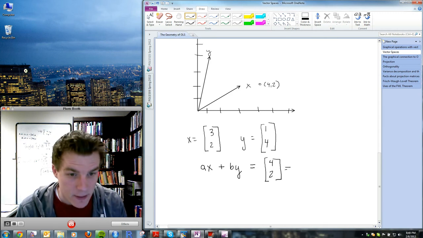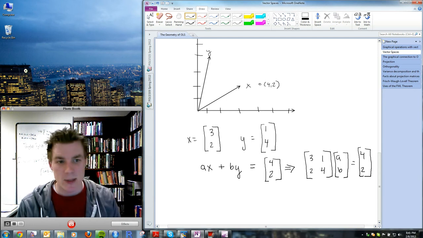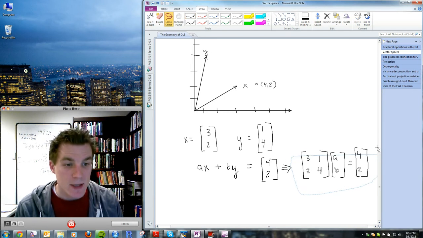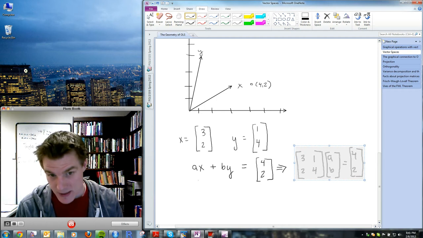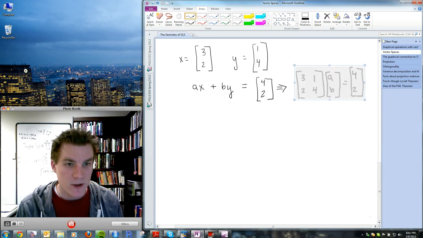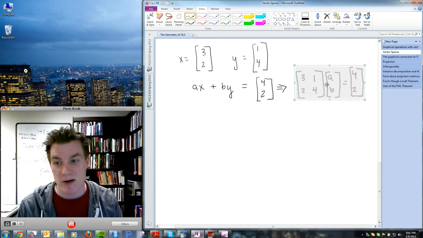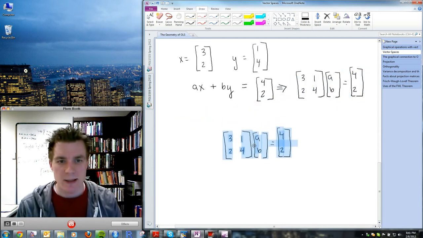Now I can write that in a way that's going to be very helpful to me. 3, 2, 1, 4 times a, b equals 4, 2. This is a system of linear equations like we did in the first week of class. What I just wrote and this expression over here are equivalent in a mathematical sense, and you can see that by doing the matrix multiplication and figuring out what equations you get as a result. But we've already covered that, so I'm not going to belabor it too much.